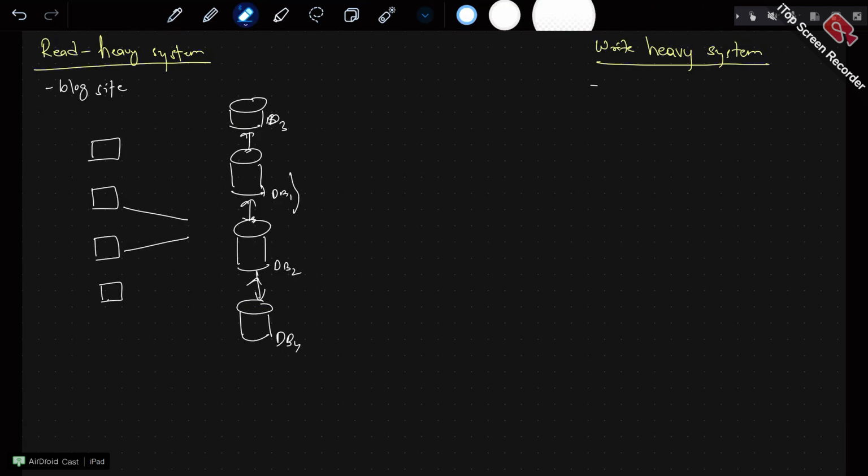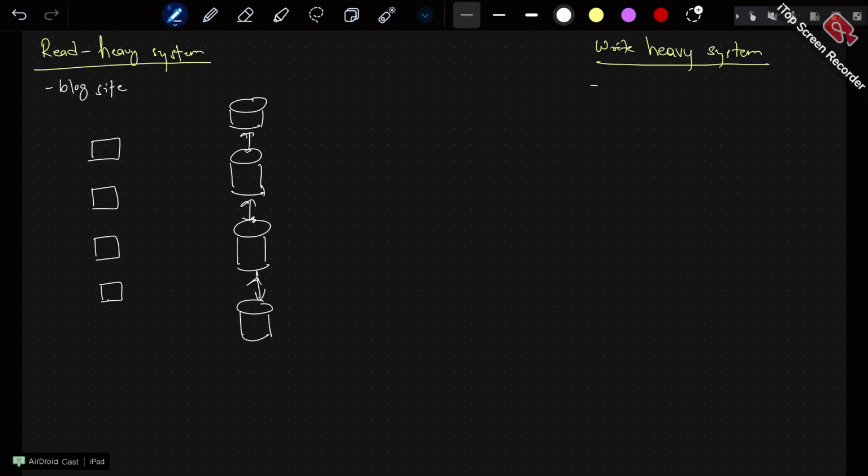Were you able to relate what I was trying to say? Can you explain? Replicate each of the databases, right? Yes, yeah, exactly.